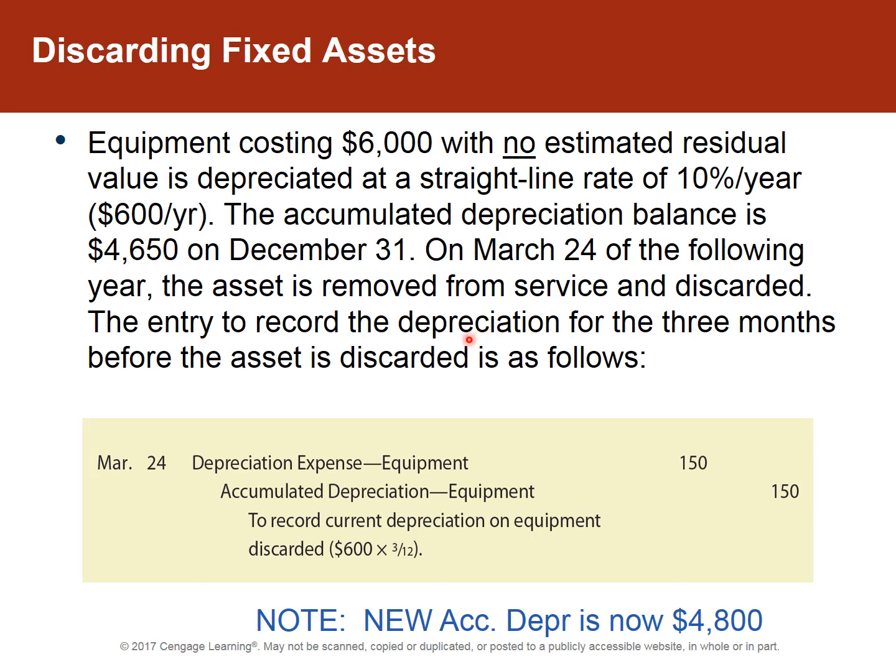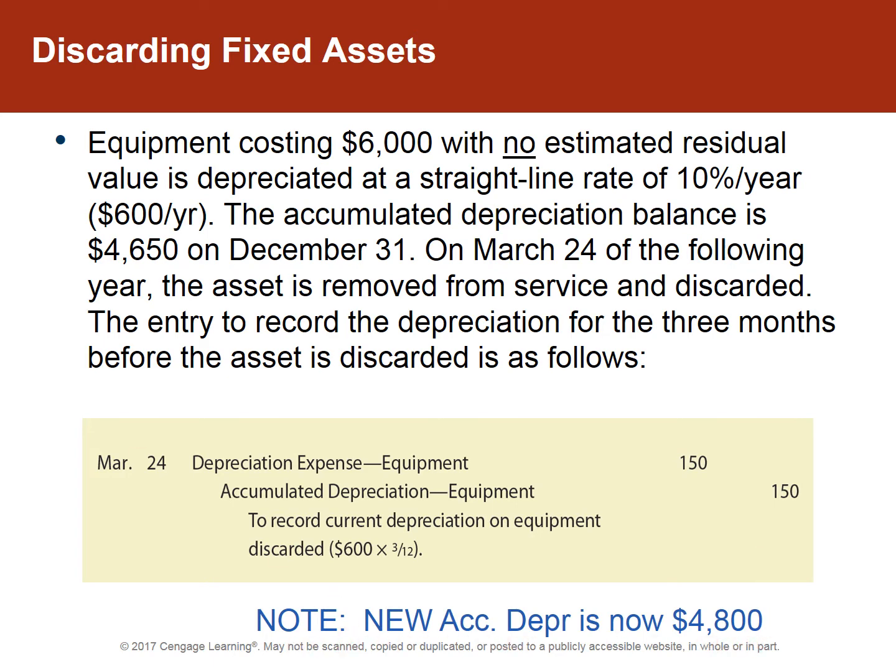So the entry to record the depreciation for the 3 months before the asset is discarded is as follows. You take the $600 per year times 3/12, that's January, February, and March out of 12 months in the year, and you first update depreciation expense. So note that the new accumulated depreciation, that's what the ACC stands for, accumulated, is the $4,650 plus the $150. So we've updated accumulated depreciation.